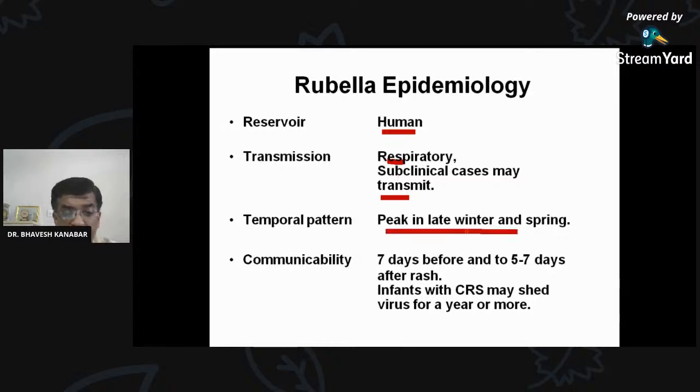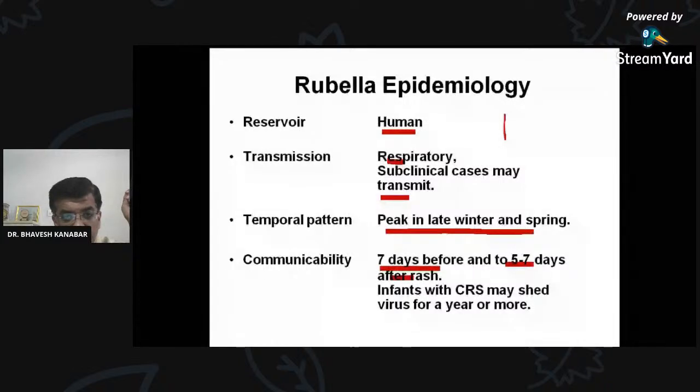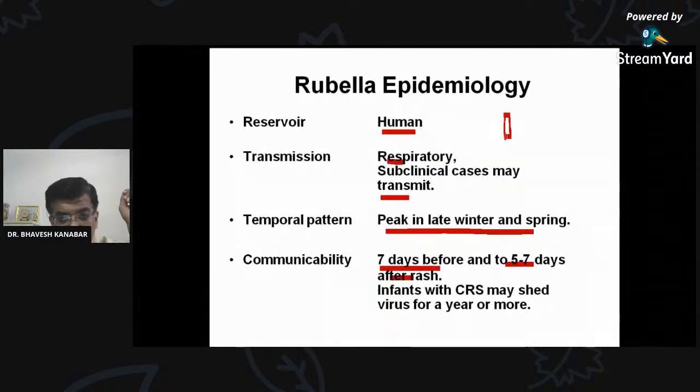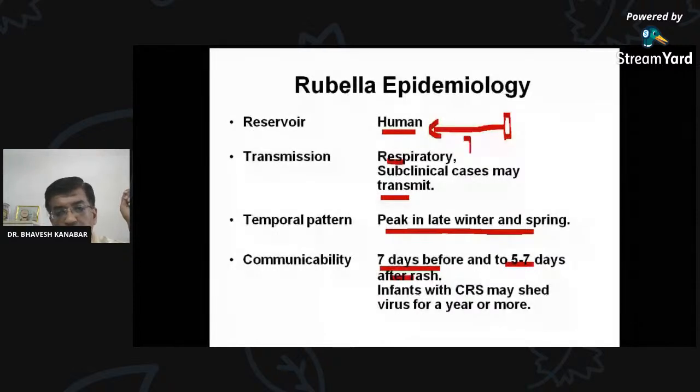Communicability: the period of communicability is 7 days before and 5 to 7 days after the appearance of the rash. Remember this period of communicability. In both cases, you can remember 7 days. Suppose this is the day on which the rash appears. So 7 days before the appearance of the rash, the patient is transmitting the infection, and 7 days after the appearance of the rash, the patient can transmit infection. Right? This is the period of communicability.